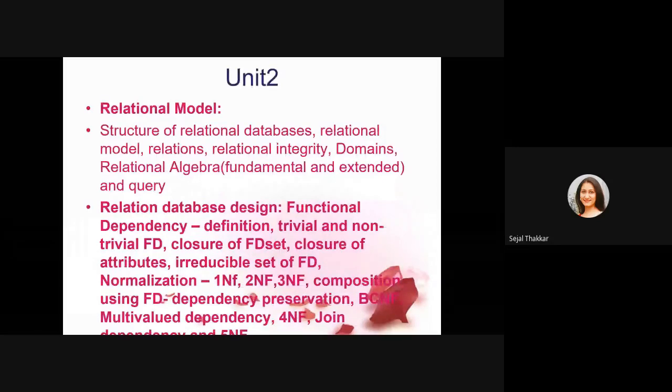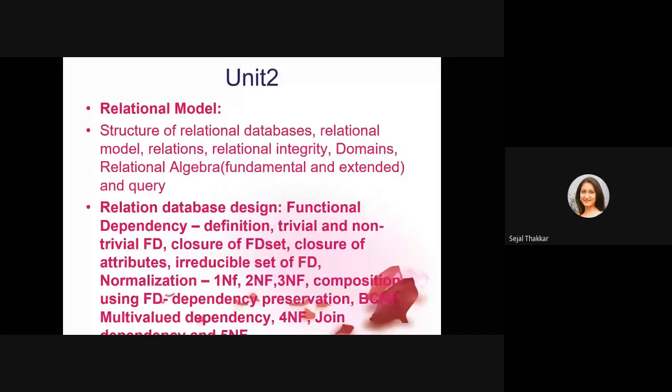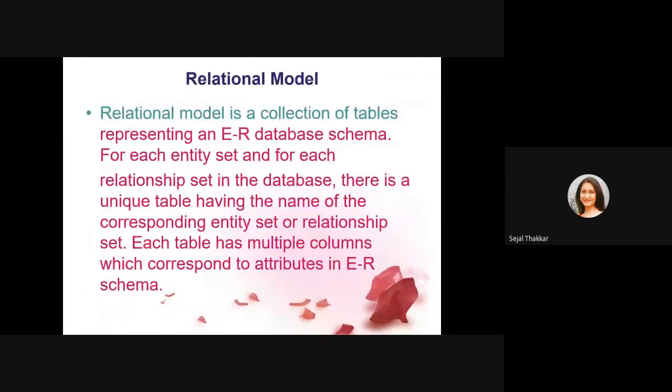In the last lecture, we completed the extended ER diagram, and today I'm going to start Unit 2, which is the relational model. In this unit, we will see the structure of the relational model, relational integrity, relational algebra, normalization, and functional dependencies. Let's see one by one. As I told you, DBMS has various tables. So let's see one by one.